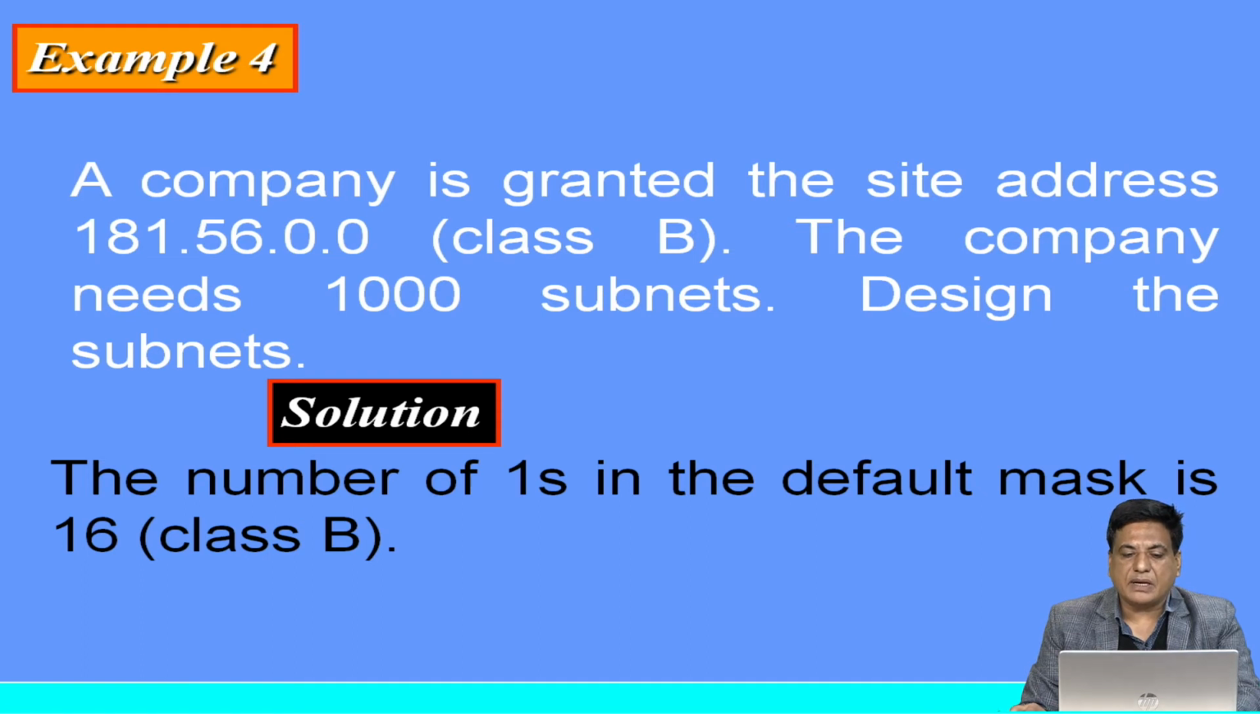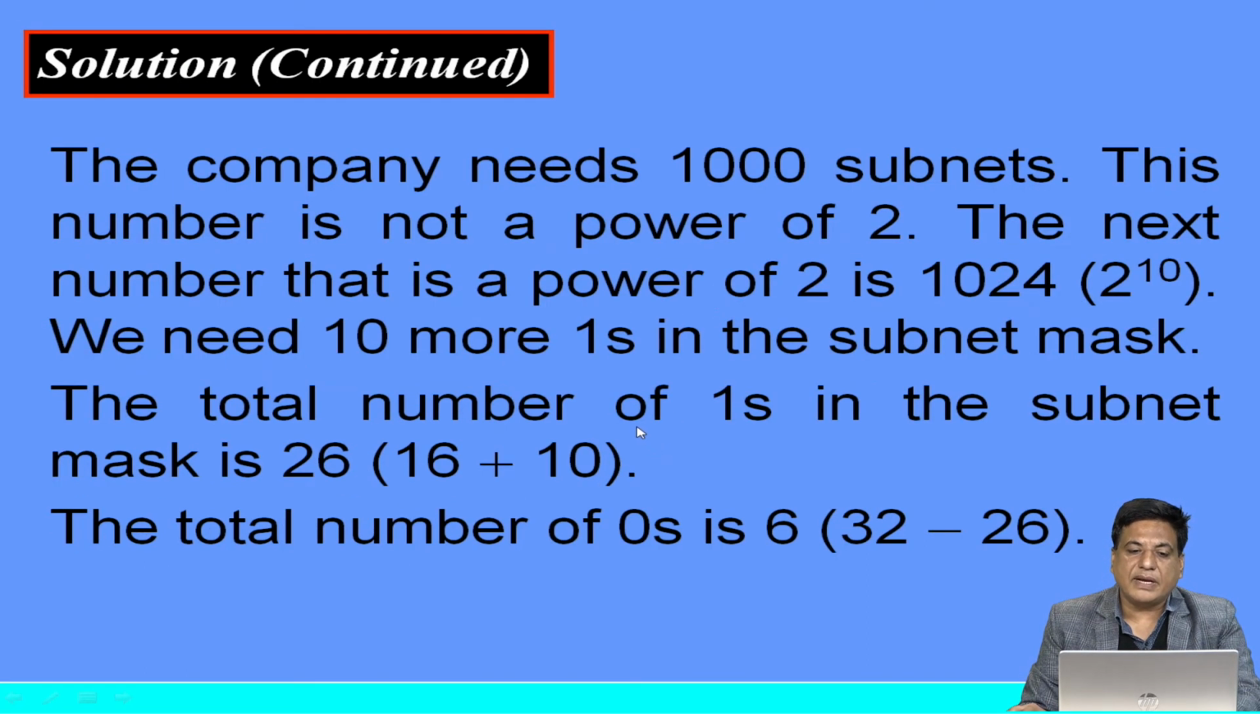Then we have to subnet. We convert this network into 1000 subnets. So 2 to the power 10 means 1024. It means we require 16 plus 10, which is 26 bits for the subnet mask. So here the number of bits for the subnet mask is 26, and the remaining 32 minus 26, which is 6 bits, is assigned for the host.